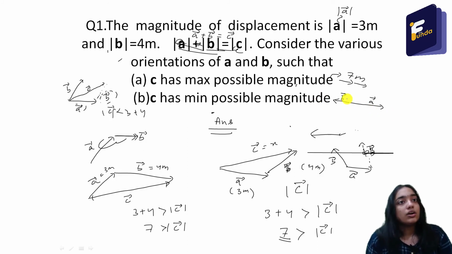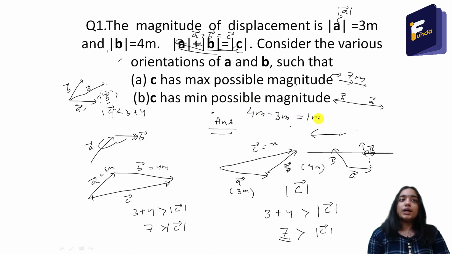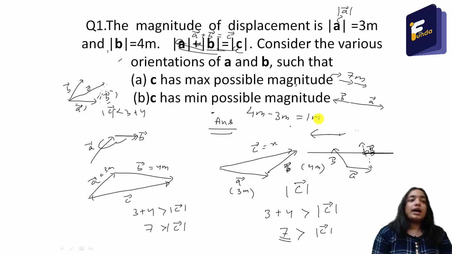Also you can take parallel lines because the vector remains the same. So when they are along the same line and in exactly opposite directions, then C will have the minimum possible magnitude, and that will be equal to 4 meter minus 3 meter, that is 1 meter. Okay, hope you understood, and that was it for this class.